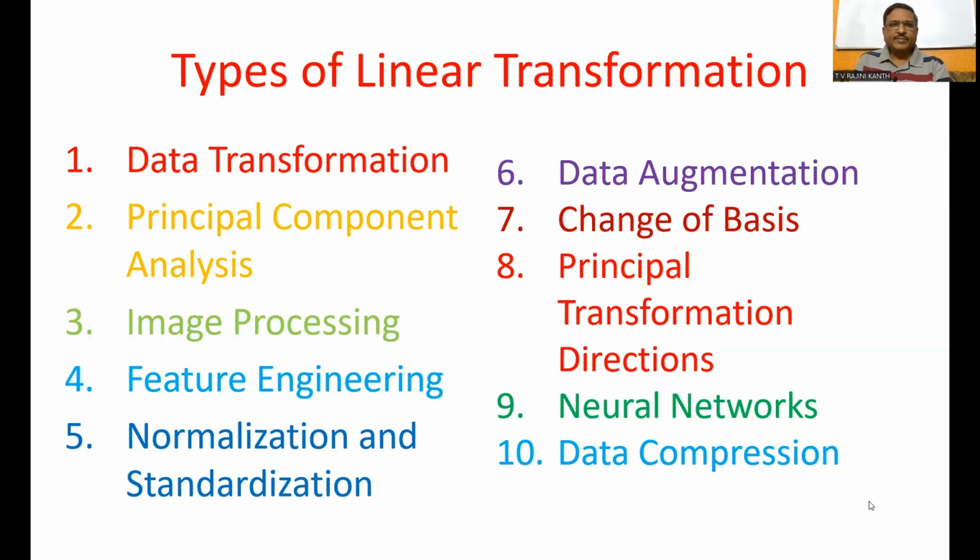One is data transformation, two, principal component analysis, three, image processing, four, feature engineering, and fifth is normalization and standardization, sixth data augmentation, seventh change of basis, eighth principal transformation directions, ninth neural networks, tenth data compression. We'll discuss one after the other and how each is useful in machine learning.